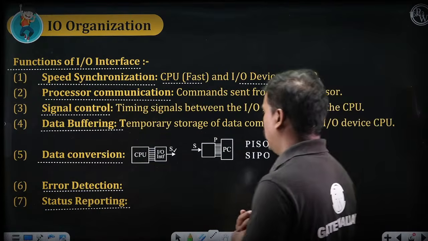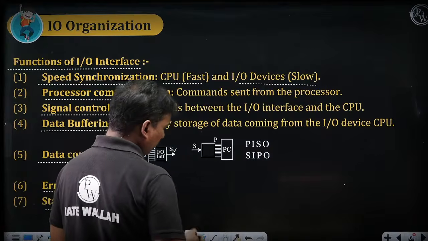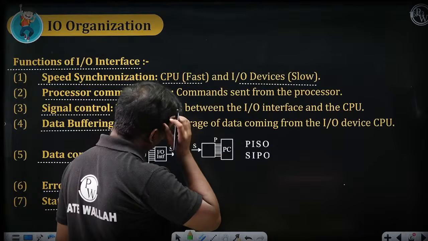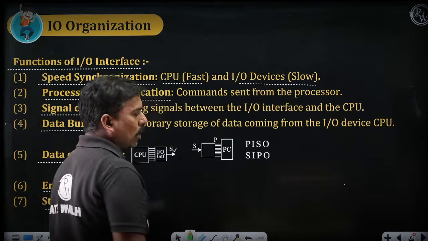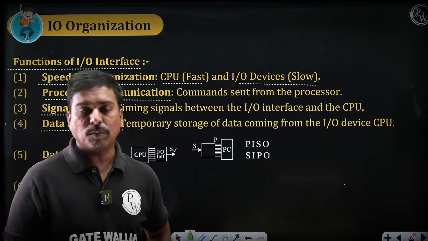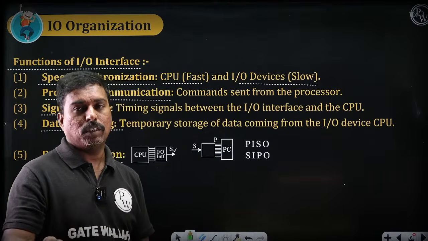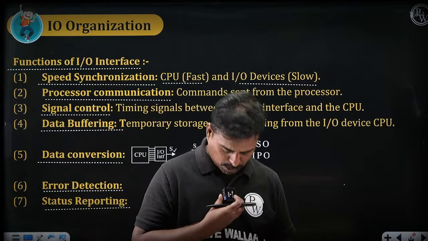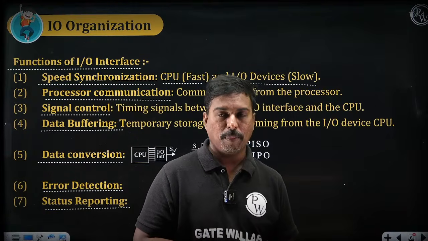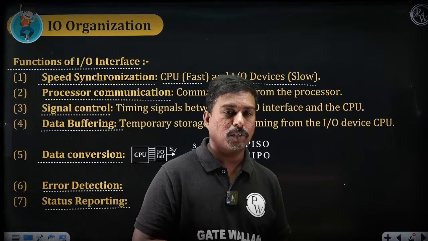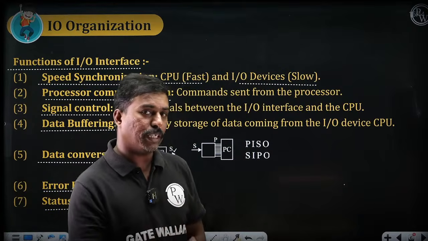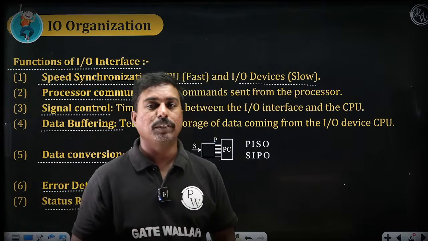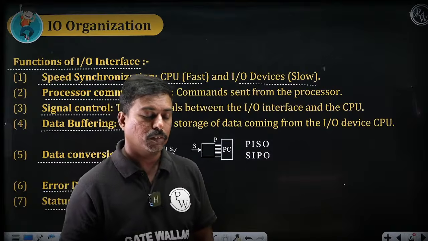And similarly, when you are sending the data from this to this, serial to parallel and parallel to serial conversion is also required. Within the system the data is parallel, but out of the system the data is going to be serial. And similarly, when the data is coming from outside to the computer, the same conversion applies.